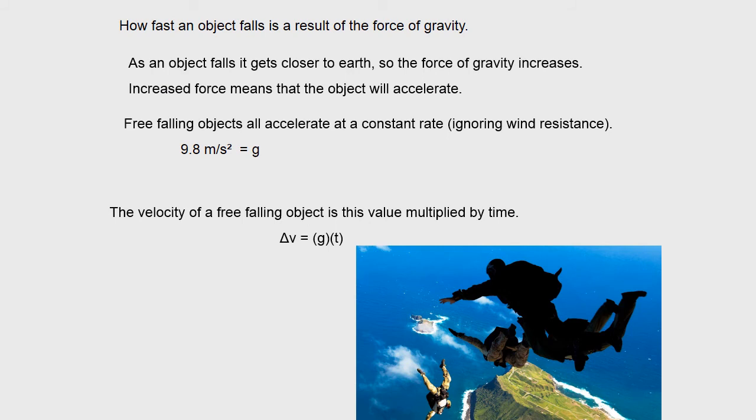How fast an object falls is a result of the force of gravity. As an object falls, it gets closer to Earth, and part of the law of universal gravitation says that the closer objects are to each other, the stronger the force of gravity becomes. So, as it falls, the force of gravity increases. Increased force means that the object will accelerate.